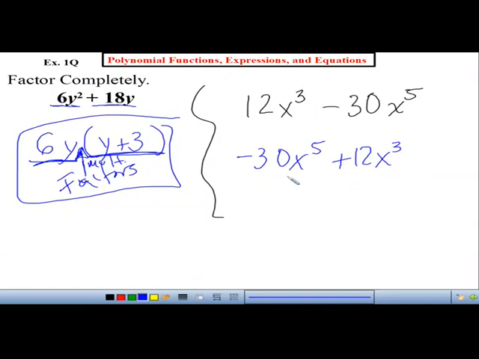Is there a GCF? Let's see. How many x's can you picture here? 5. How many x's over here? 3. So how many do they have in common? 3, x cubed. Okay. What big number divides 30 and divides 12? 6. 6, okay. However, look up, guys. Whenever the first term has a negative, make sure you include that in the GCF. Alejandro, focus. So then open parentheses.